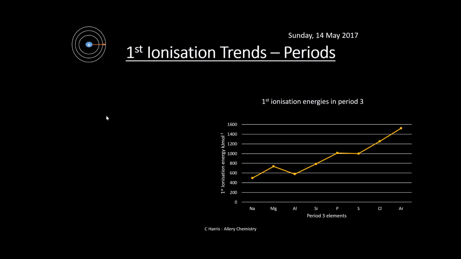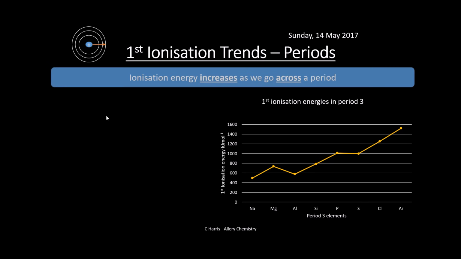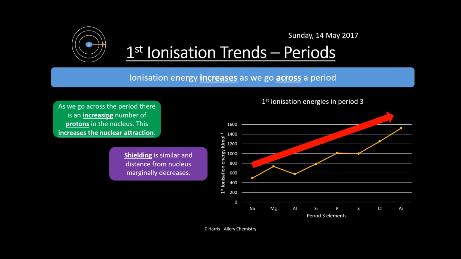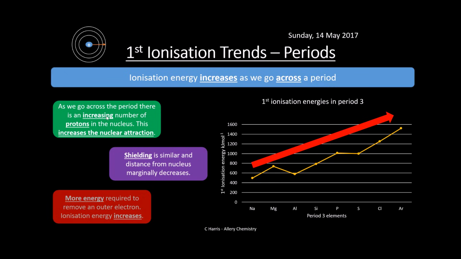Okay, so let's look at ionization energy in periods this time. The ionization energy increases as we go across a period. Generally, as we go across a period, there's an increase in the number of protons in the nucleus, as we've just seen. This increases the nuclear attraction. So we generally have this increase. Shielding is similar, like we've just seen before, and the distance from the nucleus marginally decreases.